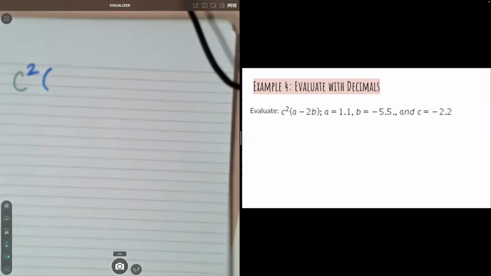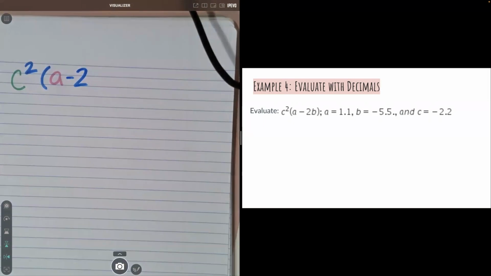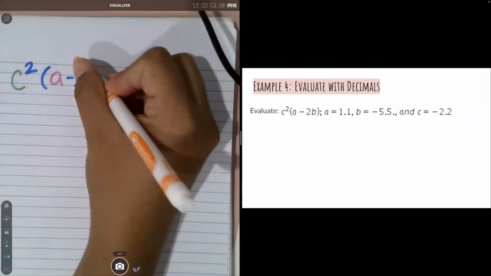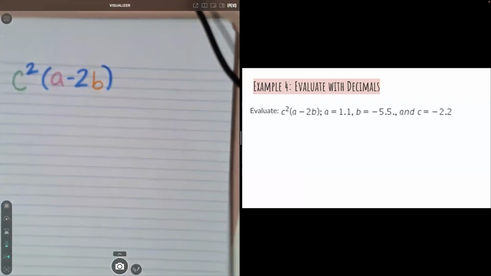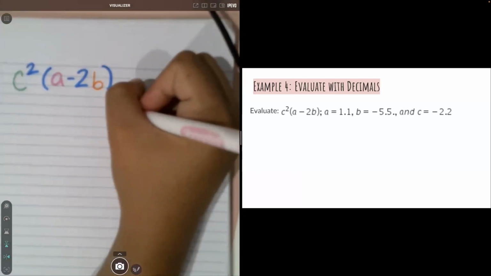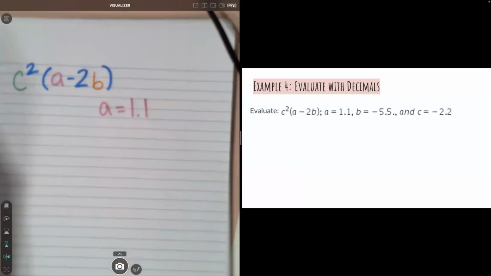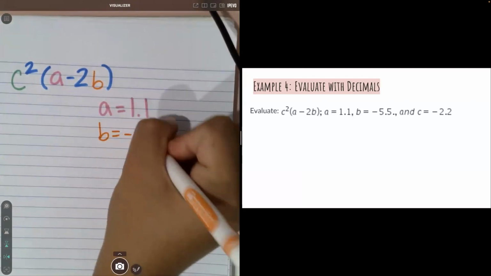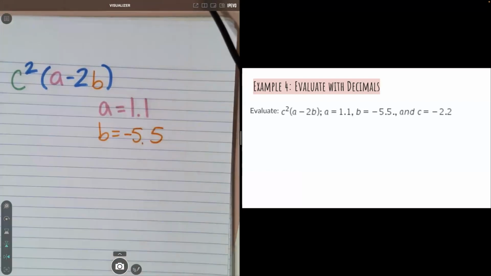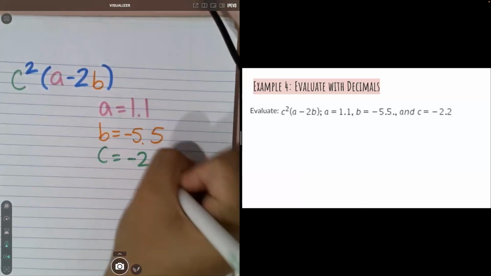Let's say A is going to be in pink. Minus 2 times B will be in orange. So this is my entire expression. And we have A is set equal to 1.1. So there's our decimals. B is equal to negative 5.5. And C is equal to negative 2.2.